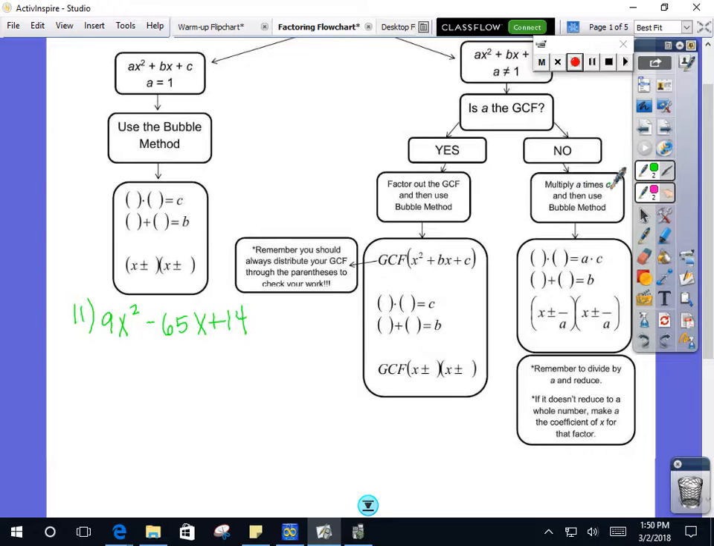Multiply your a times your c, and what do you get? And then that's the number you're multiplying to get, and you're adding to get your b, which is negative 65. So go ahead and try to figure out those numbers. Give people time.